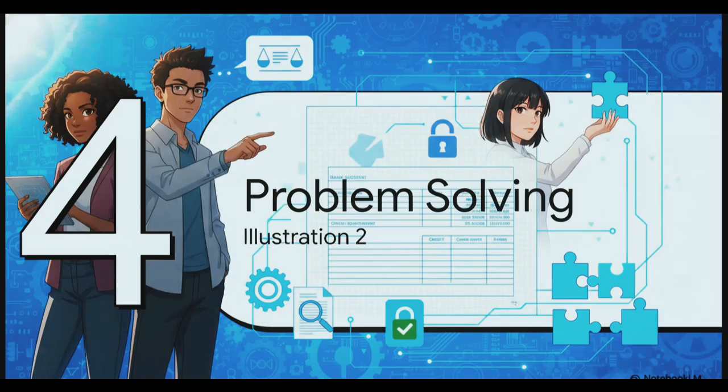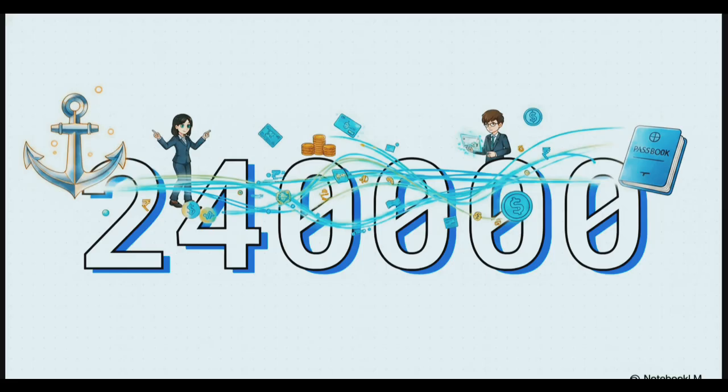All right, section 4. Let's put this into practice with step-by-step problem solving using illustration 2. Because theory is really only as good as its application, right? Let's step straight into illustration 2 from the source material to prove that this logic engine actually works flawlessly in the real world. The problem asks us to prepare a bank reconciliation statement for Jindal Offset Limited. The balance as per the cash book is 240,000 rupees. This is a positive debit balance.